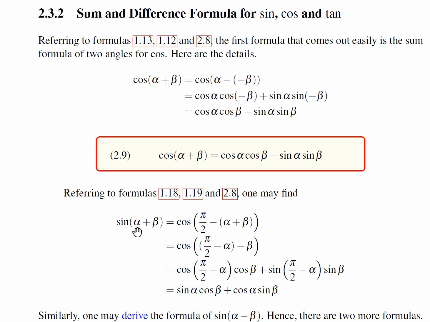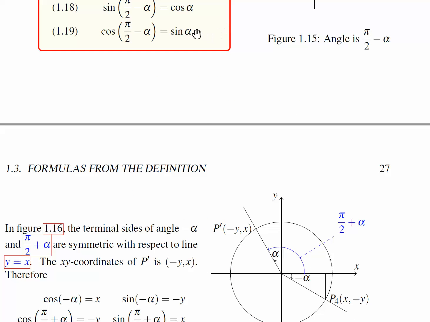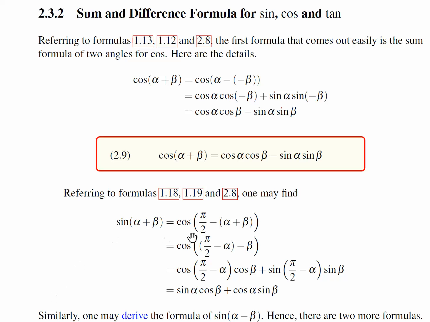Here, for sine of this whole quantity alpha plus beta, we use the formula which one? It is the one right here: sine alpha equals cosine of pi over 2 minus alpha. So then we combine pi over 2 minus alpha and then minus beta. Down here, the negative sign goes to alpha and beta. So that's why we have a negative.